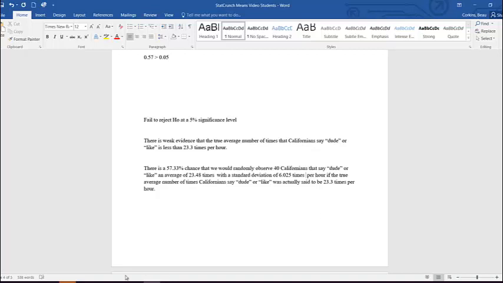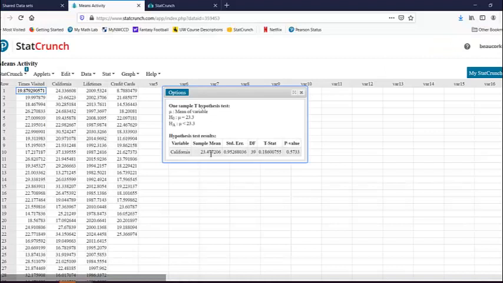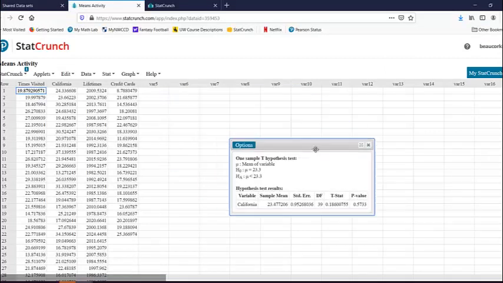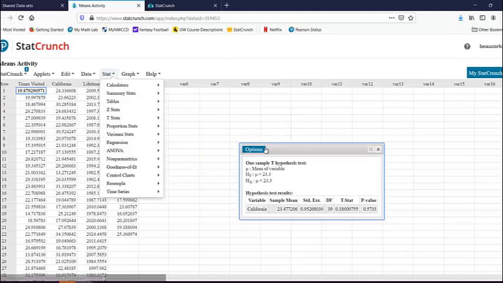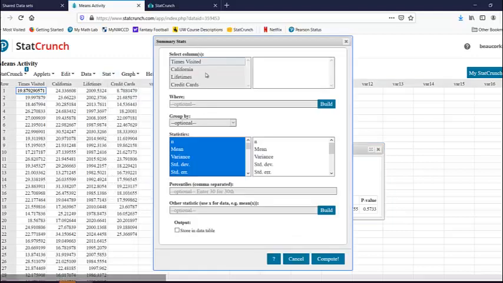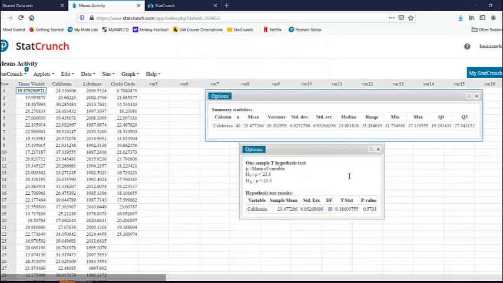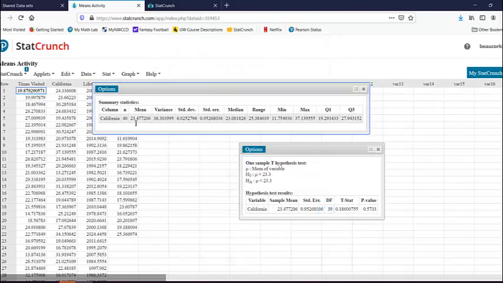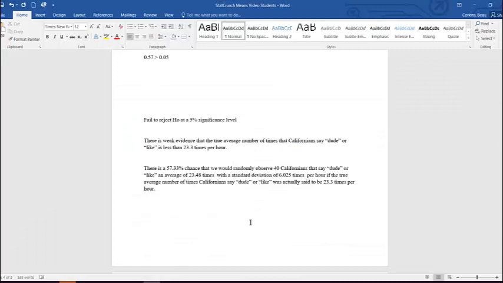Actually, let's take a moment and pause. How did I get that? In StatCrunch, the mean is presented right here, 23.48. However, that's the standard error, not the standard deviation. Recall, summary stats, columns, California, compare. The mean, 23.48. Standard deviation, 6.025. So again, StatCrunch provides all the info we need to make a full interpretation.